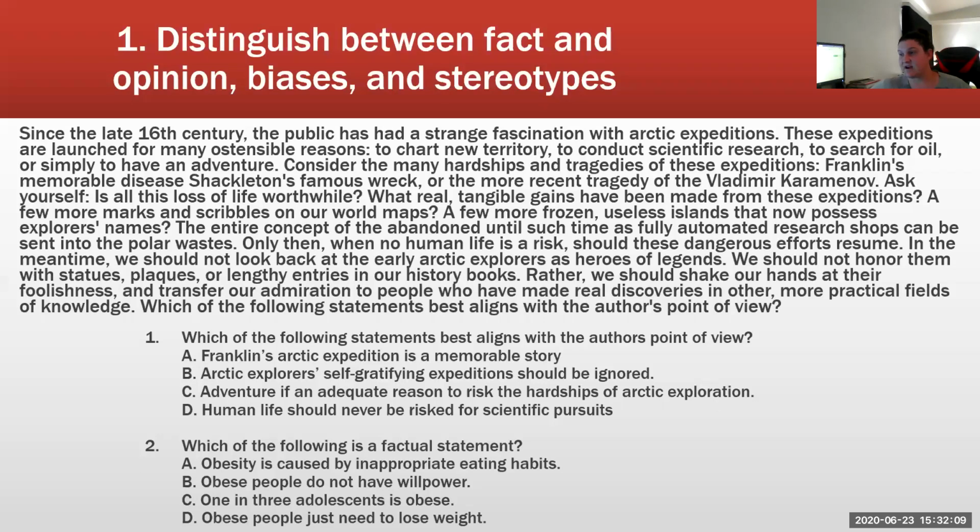Options B and D are obviously biases. They don't have willpower and just need to lose weight. And although option A might be a proven aspect of obesity, it's not the only proven cause. Again, like I said before, there are plenty of people that I know that are considered obese that have great eating habits, and who knows if they've just lost 50 pounds. So, I mean, I don't know. We're moving on.